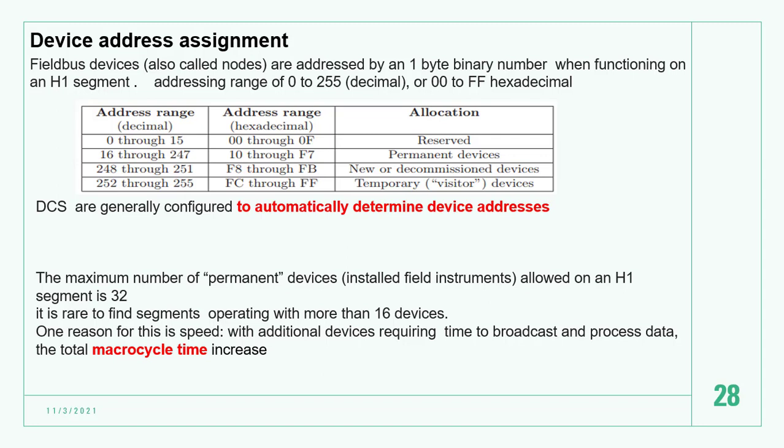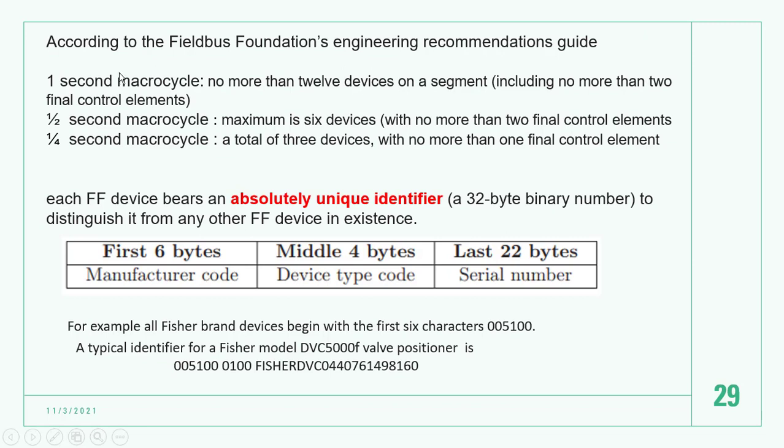What does macro cycle time mean? Later we will talk about this. According to the Fieldbus Foundation Engineering Recommendation Guide, for a 1 second macro cycle time, no more than 12 devices on a segment, including no more than 2 FCE, the control valves. For a half second macro cycle time, the maximum is 6, with no more than 2 FCE.